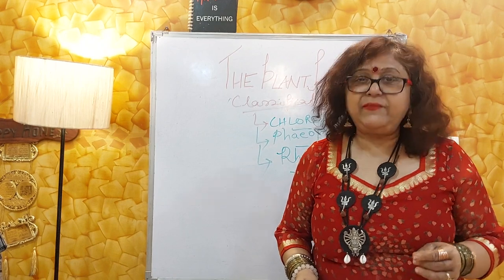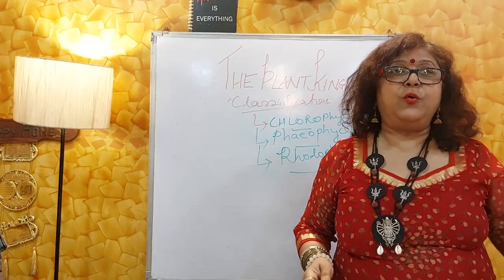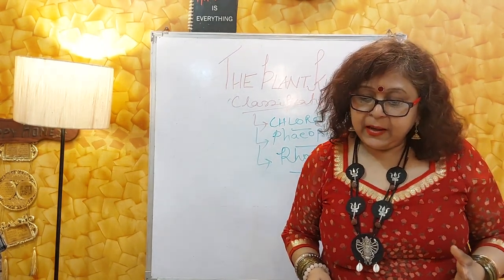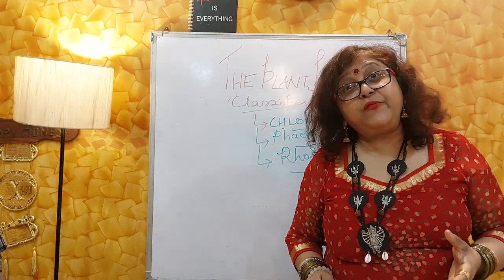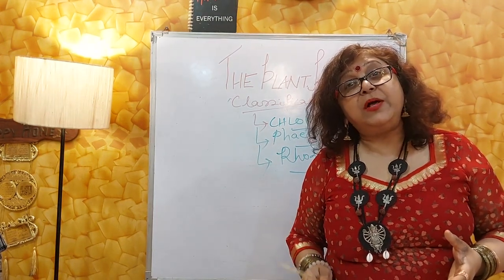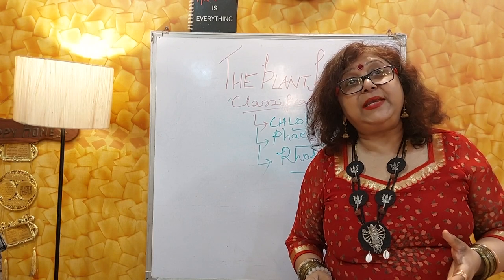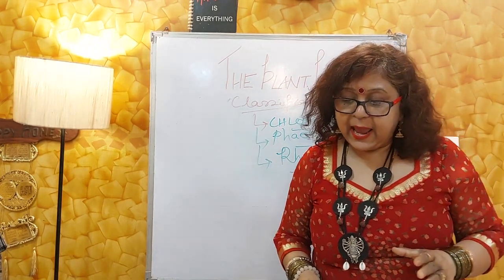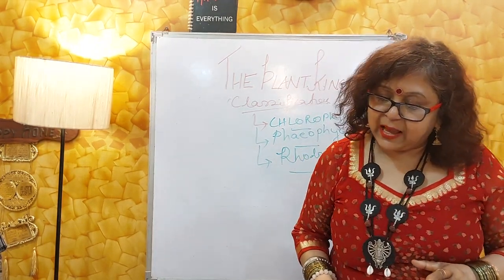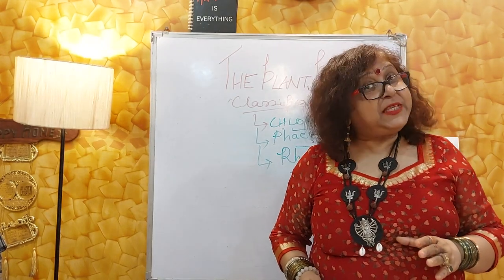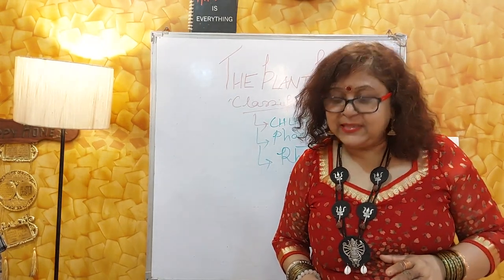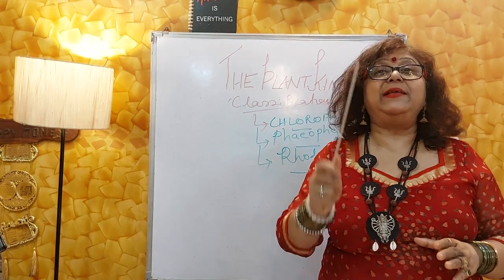Some of them are also growing in the snow. At that time they are known as cryophytes, the algae growing on the snow. C-R-Y-O-P-H-Y-T-E-S, the cryophytes. The example is a species of Chlamydomonas. Chlamydomonas nivalis is that which is growing in the snow.